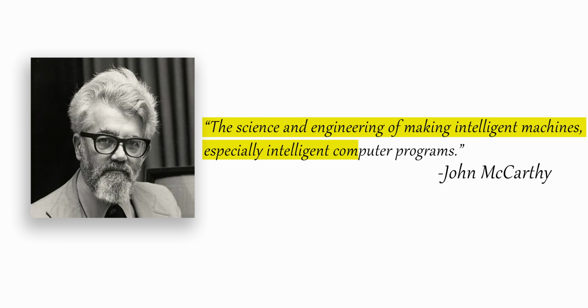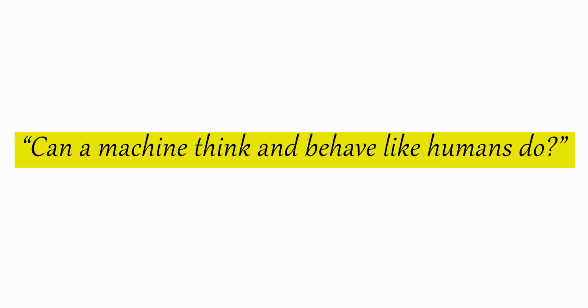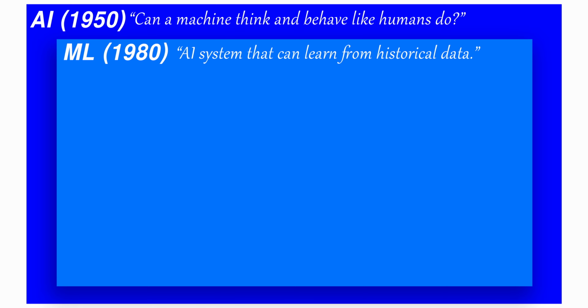According to the father of AI, John McCarthy, it is the science and engineering of making intelligent machines, especially intelligent programs. And from the beginning of AI, in the 1950s, the philosophy of AI was simple. Can a machine think and behave like humans do? But to think and behave like humans, machines need to learn like humans. And that's where in the 1980s we got machine learning algorithms, and they can be simply summed up as an AI system that can learn from historical data.